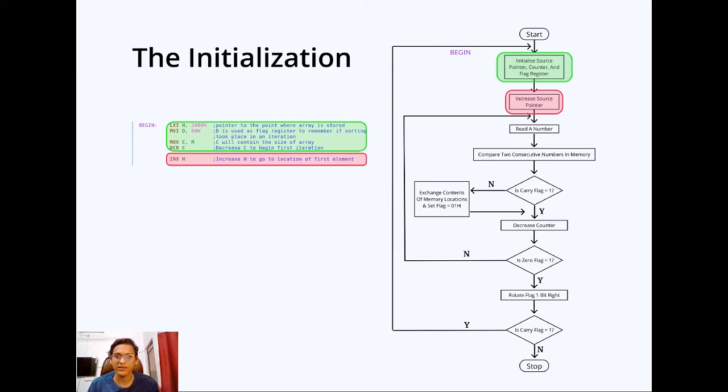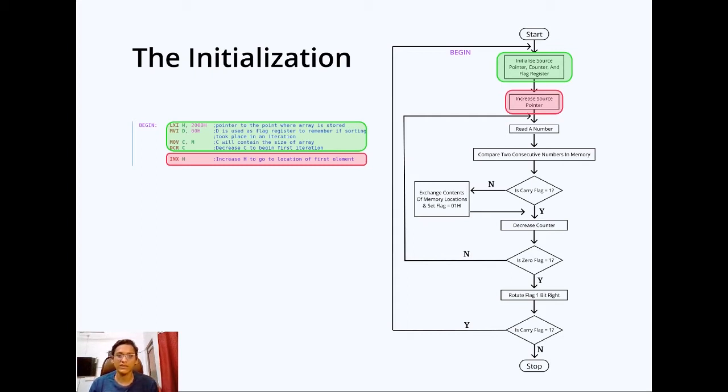The second line is MVI D, 00H. In this program, we are using D as the register that will keep the record of whether any swapping has taken place in this particular iteration. Okay. Then we will do MOV C, M. That means we are moving the contents of the memory location pointed to by the HL pair to the register C. The memory location 2000H contains the size of the array that is going to be sorted.